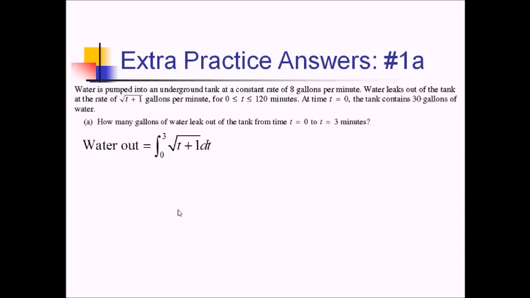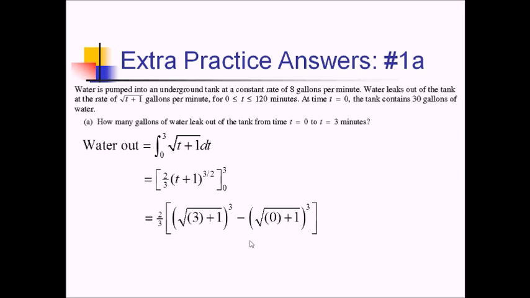So we end up with 2/3 times t plus 1 to the 3/2, all of that evaluated from 0 to 3. To make my life a little easier, because again I have to do this by hand, I'm going to take this 2/3 outside, and I'm just going to do this t plus 1 to the 3/2 stuff inside a big parentheses. When I'm raising things to the 3/2 power, I'm really square rooting and cubing. So this is going to be 3 plus 1 inside a square root, all of that raised to the 3rd power. And then I'll do essentially the same thing with 0: square root of 0 plus 1 cubed, and we're subtracting.